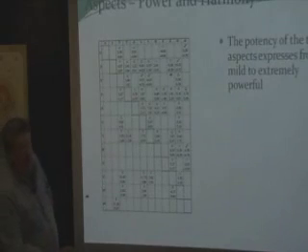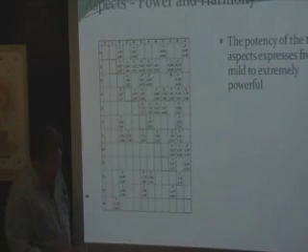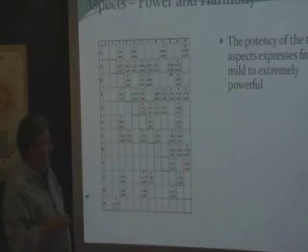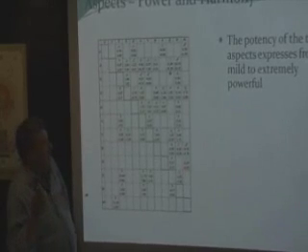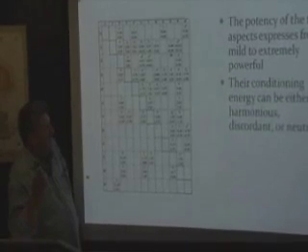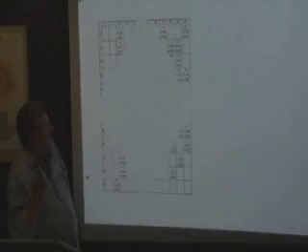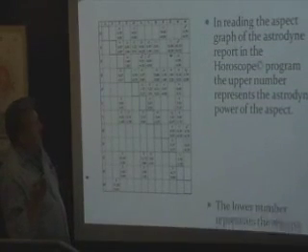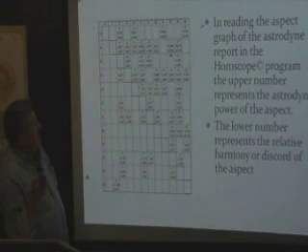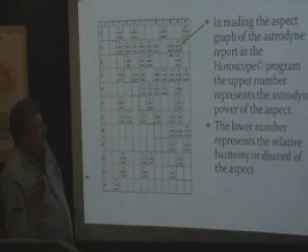Now, when we're looking at the Astrodyne report, which is what this grid is up here on the screen, the potency of the 10 aspects expresses from mild to extremely powerful, harmonious, discordant, neutral. But then when we're reading it, this is what it looks like. The upper number represents the power of the aspect. The lower number represents the harmony or discord of the aspect.